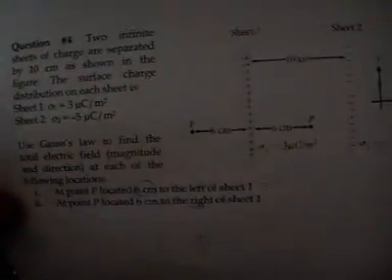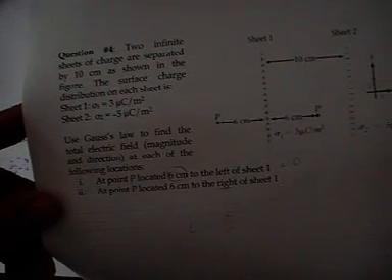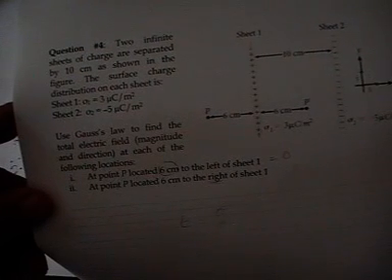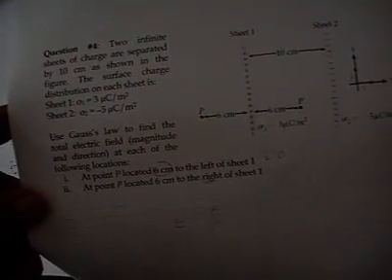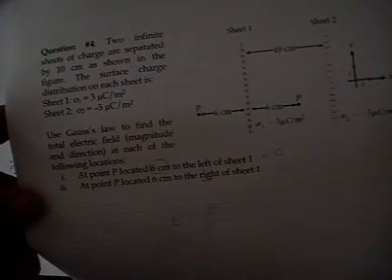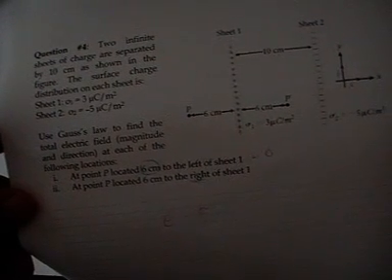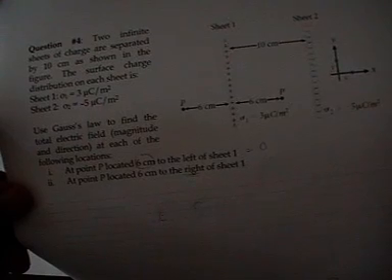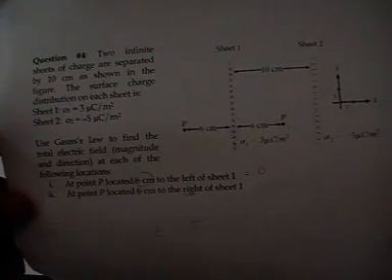So this question is saying that you have two infinite sheets of charge separated by 10 centimeters as shown in the figure, and they gave you the surface charge distribution for each one of them. They're a little bit different, so these are not parallel plate capacitors. Don't be fooled by that.